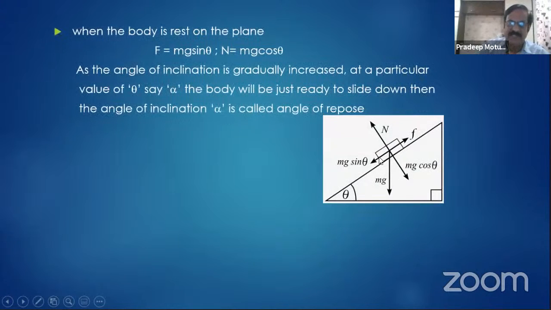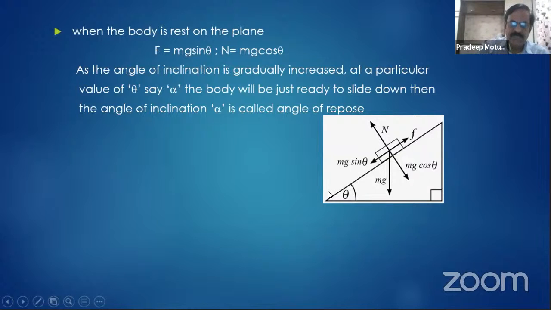When the body is at rest, suppose it is not sliding, it is at rest only. Therefore, you can take the forces: F is equal to mg sin theta and N is equal to mg cos theta. These two forces are acting on the same line, opposite to each other, so you can equalize them. F is equal to mg sin theta, N is equal to mg cos theta.